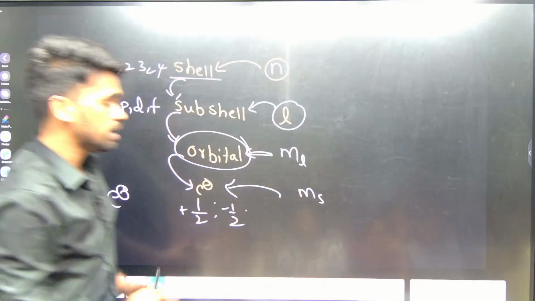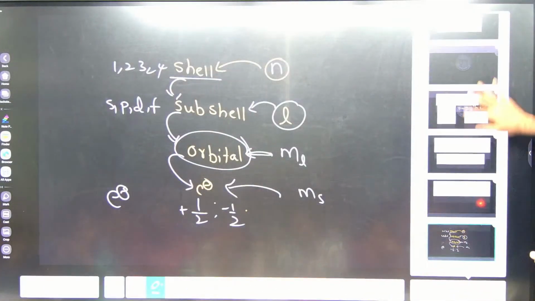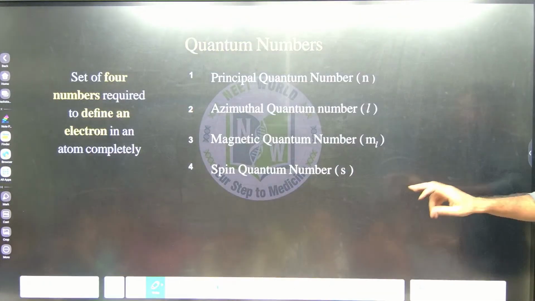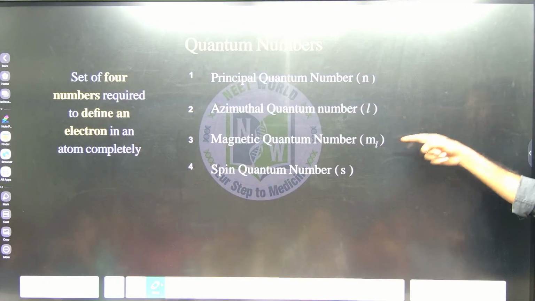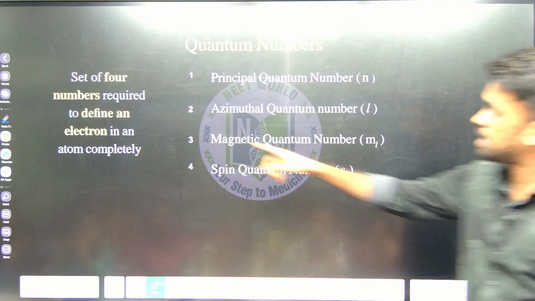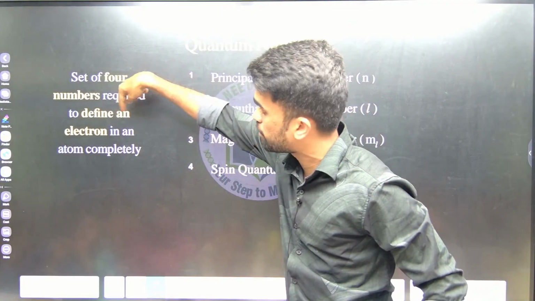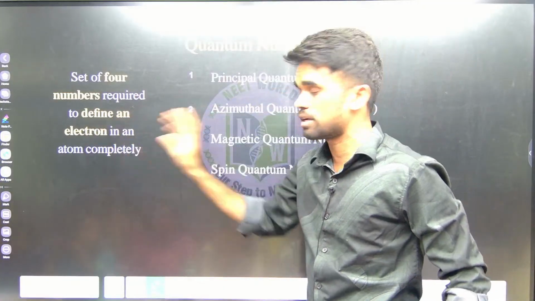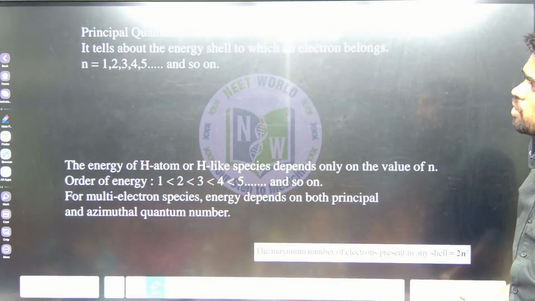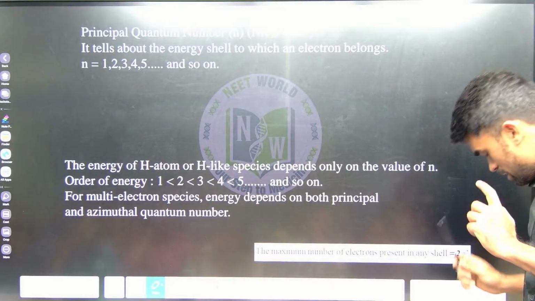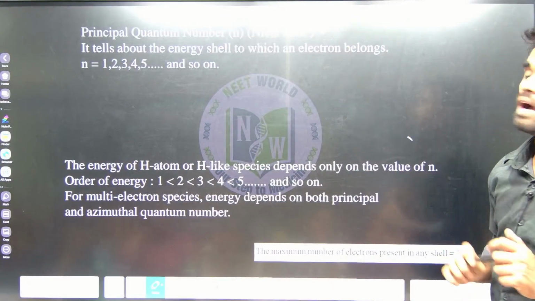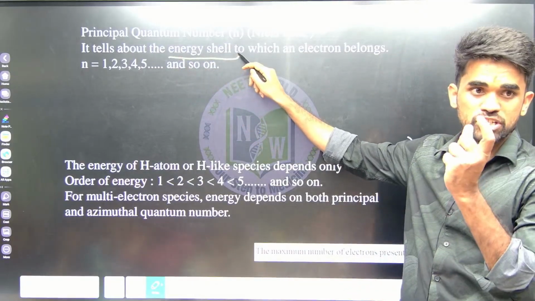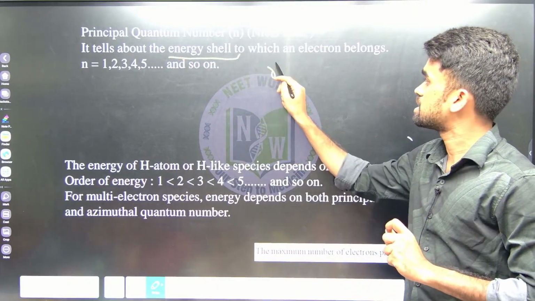That's it. Once again, don't get confused with these numbers. There are 4 quantum numbers: n, l, ml, ms. These 4 quantum numbers are required to define an electron completely. The first one was given by Niels Bohr. It tells about the energy of the shell, or the radius, the size of the shell.